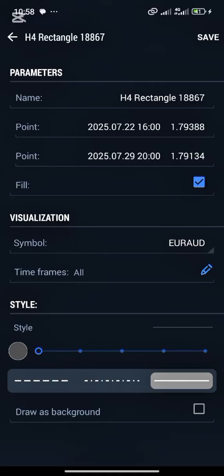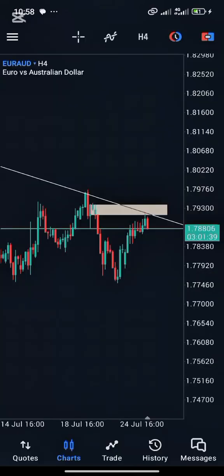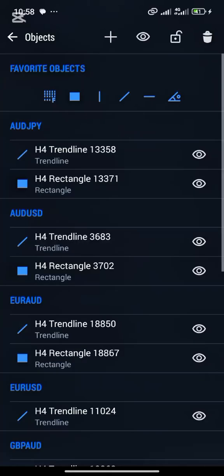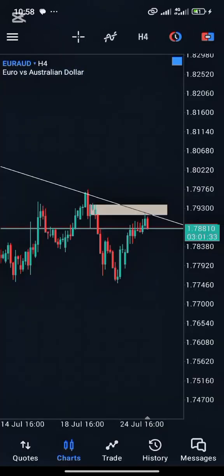Now, looking at the 4 hours chart of EURAUD, this is what I discovered. I discovered a trend line liquidity. If you look at that white trend line I drew, you will discover that we are having the 3 touch on it. The first, second, and the third touch.